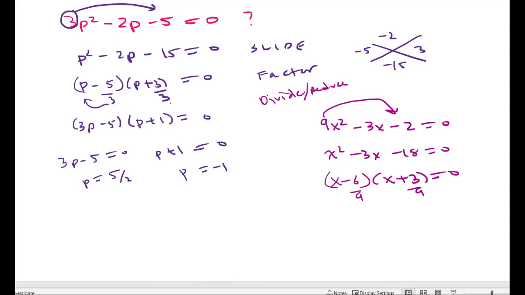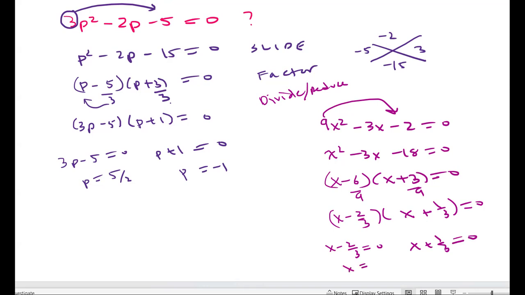Okay, so this reduces to 2/3. The 6/9 reduces to 2/3, and this one reduces to 1/3. And that's again equal to 0. Then we set them to 0, and then we solve. So we get x. Oh, sorry. Let me backtrack here.